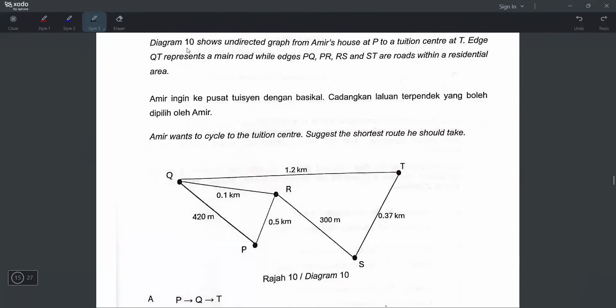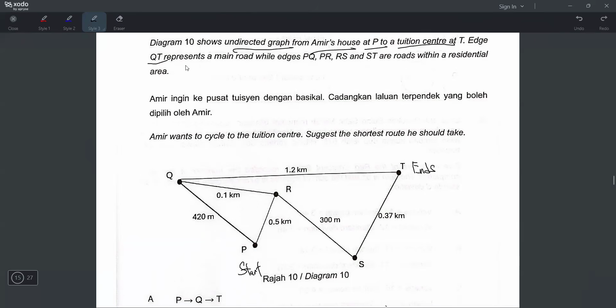Okay, 24. Diagram 10 shows an undirected graph. Undirected means there's no direction. That means it's not one way, it's like a two-way street. From Amir's house at P to a tuition center at T. So this is Amir's house, I'll just write here start. Start from here, to a tuition center at T. So this is where it ends.